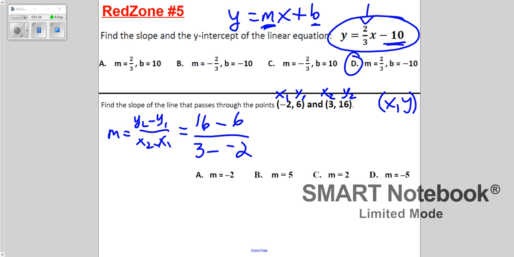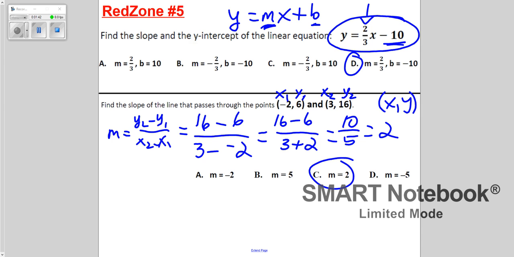Be careful in that bottom. It's 3 minus -2. A lot of you don't like to write minus negative, so you could change it to 3 plus 2, because 3 minus -2 is exactly the same thing as 3 plus 2. 16 minus 6 is 10, 3 plus 2 is 5, 10 divided by 5 is 2, so the slope is 2.